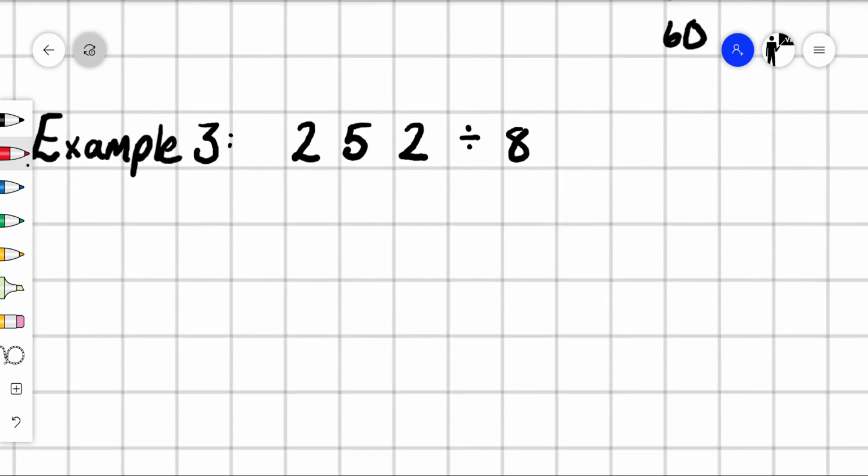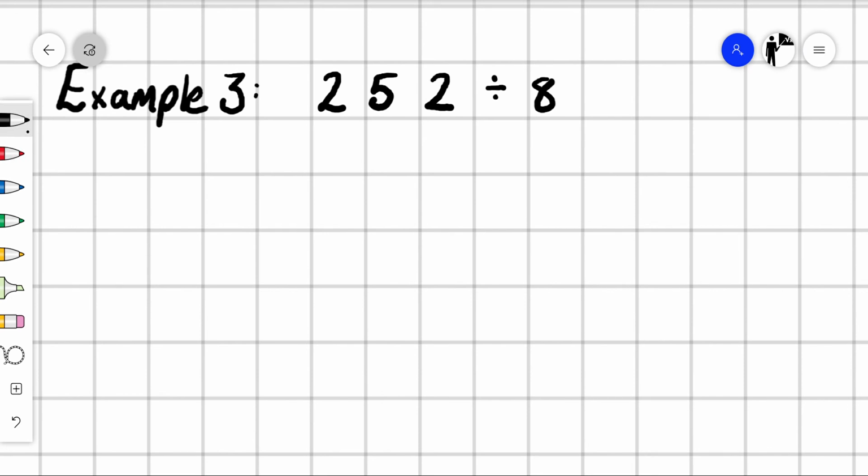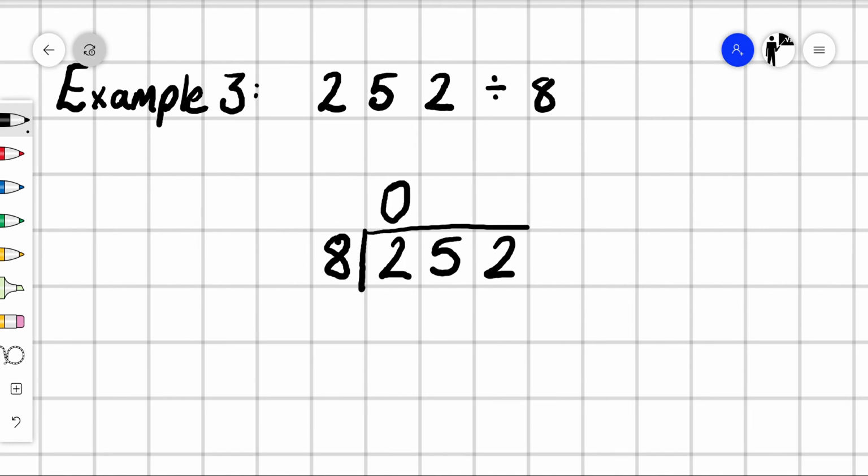Okay, last one. 252 divided by 8. So we're dividing 252 by 8. How many groups of 8 are in 2? Well, there's 0 groups of 8. So I need to carry the 2 across. How many groups of 8 in 25? Well, there's 3 groups of 8, because 3 8s are 24, so I've got one more to carry across. So 8 into 12 goes once.